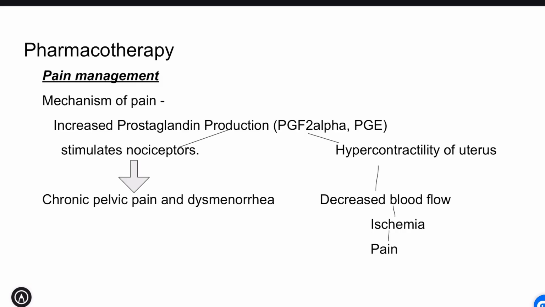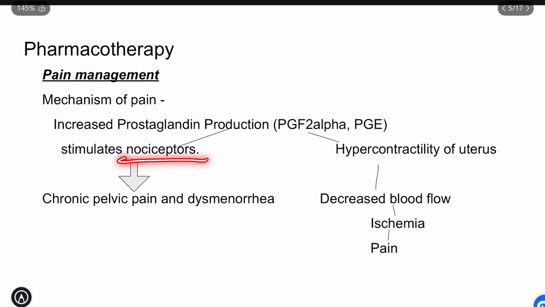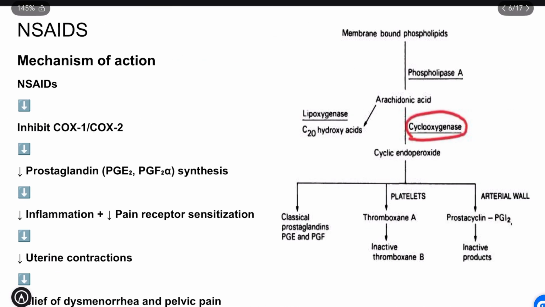Now this prostaglandin induces pain through two mechanisms. First is by stimulating nociceptors and second is by hypercontractility of the uterus. When it stimulates nociceptors, there is chronic pelvic pain and dysmenorrhea, and on hypercontractility of the uterus, there is decreased blood flow, which causes ischemia and which further causes pain. So for the treatment of pain, we prefer NSAIDs such as ibuprofen and naproxen.